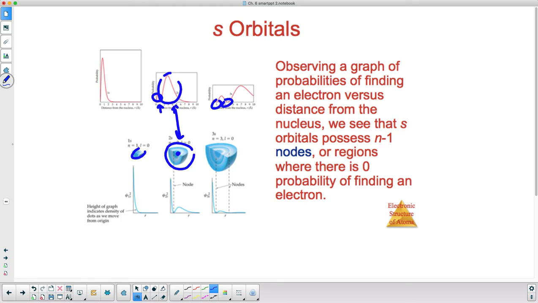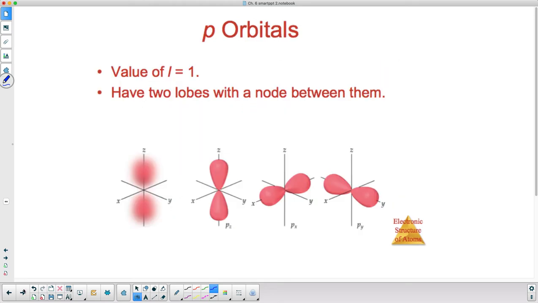So a node is just a place within the orbital where the electron just doesn't really go. So the p orbitals have a distribution on either side of the origin. Okay, so that's why this looks fuzzy. The first one looks fuzzy, but that would be a pz. Okay, here you have your pz, your px, and your py.